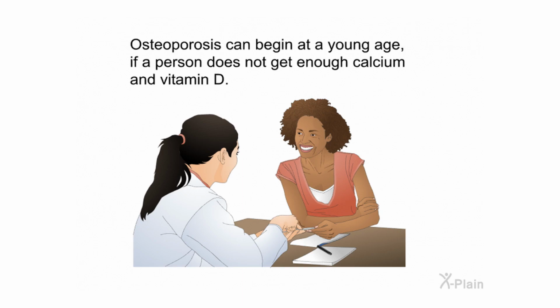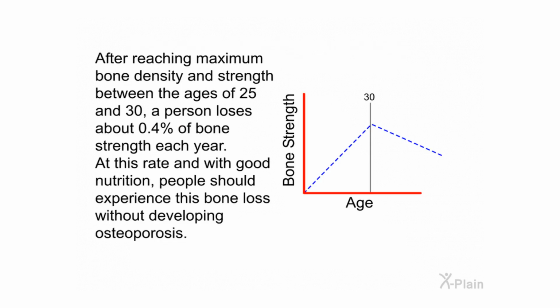Causes. Osteoporosis can begin at a young age if a person does not get enough calcium and vitamin D. After reaching maximum bone density and strength between the ages of 25 and 30, a person loses about 0.4% of bone strength each year. At this rate, and with good nutrition, people should experience this bone loss without developing osteoporosis.